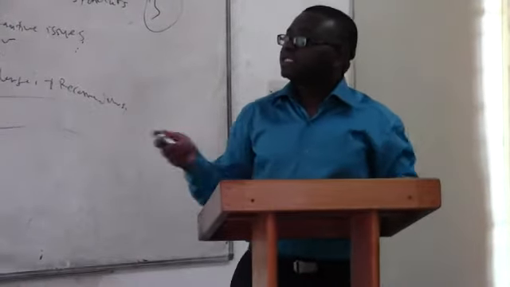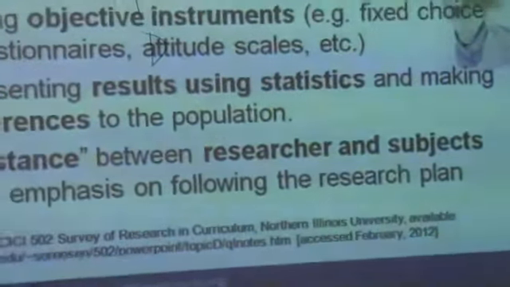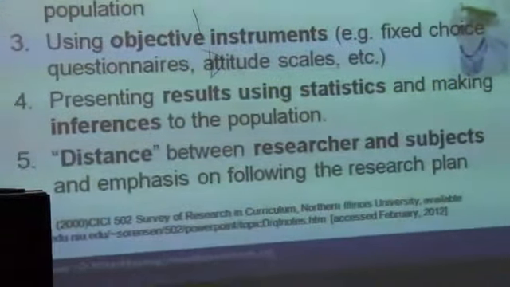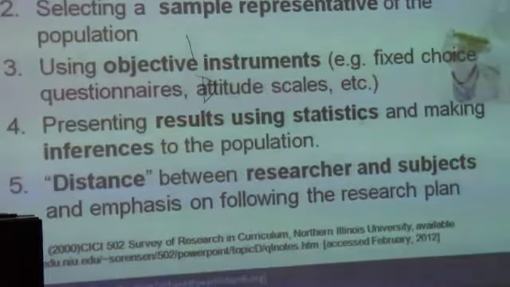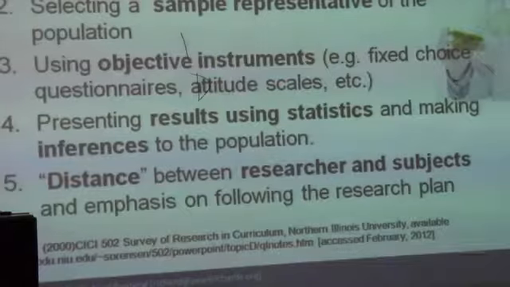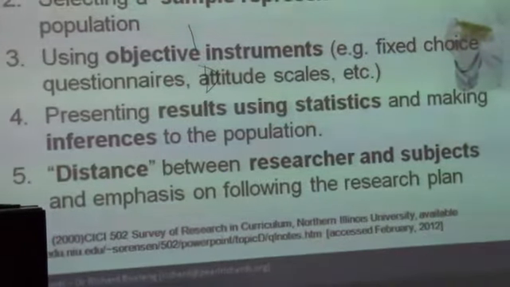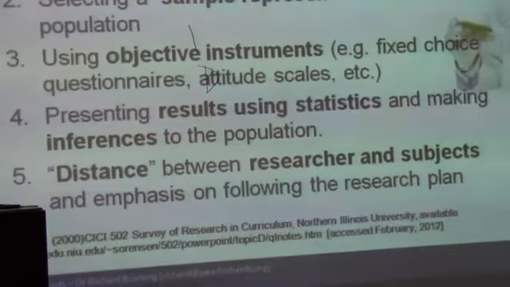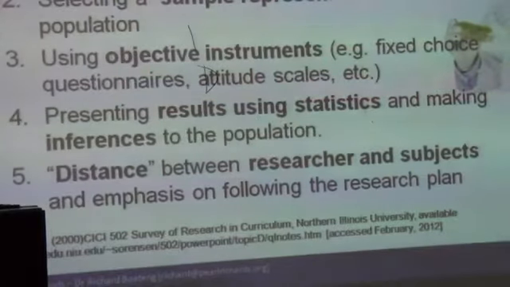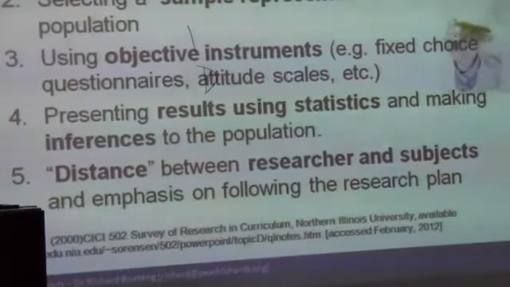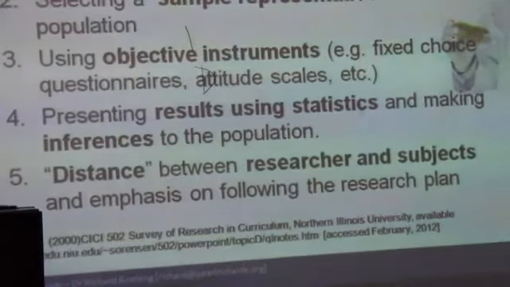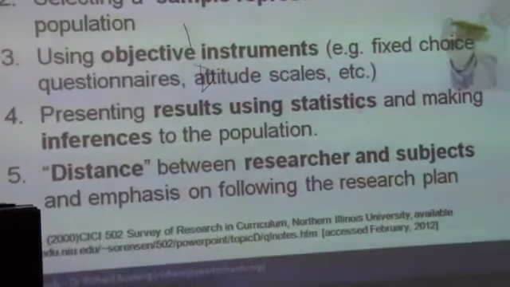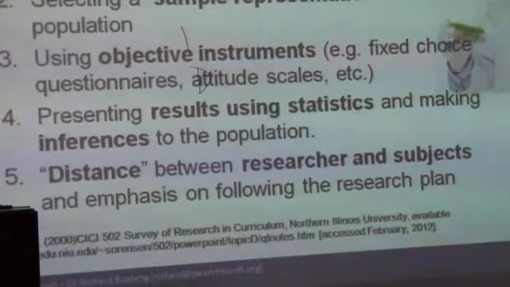Then it also uses objective instruments like fixed choice questionnaires or Likert scales that have attitude scales like I strongly agree, disagree, those kinds of scales. Or it may have a fixed choice questionnaire: which of these towns do you live in? Solomon, Sweden, Accra, they choose from it. Then they like to present their results using statistics so that you make inferences from the statistics. So that's one thing that you see about quantitative research.